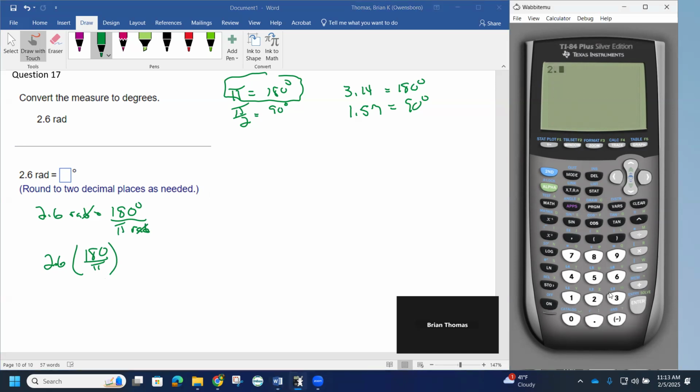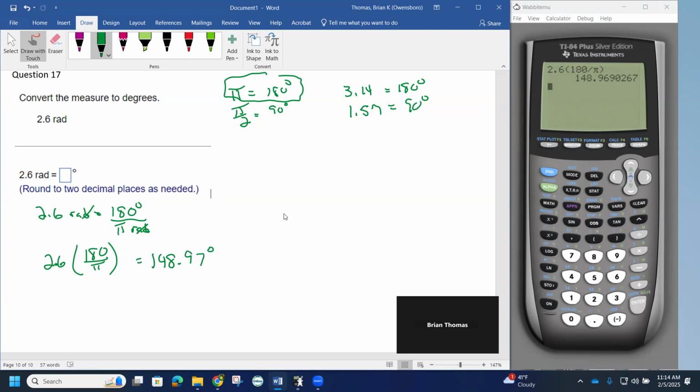So I put 2.6, and then we multiply by 180 divided by pi, and I like to use parentheses here, feel more comfortable with it. So 2.6 times 180 divided by pi. So it's going to give me 148.96, or in other words, 148.97 degrees. And that's what we're kind of thinking, somewhere between 90 and 180.